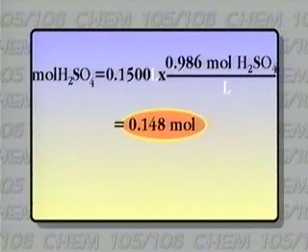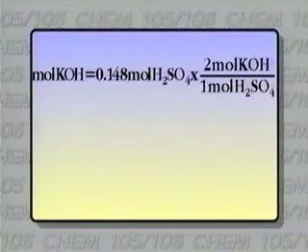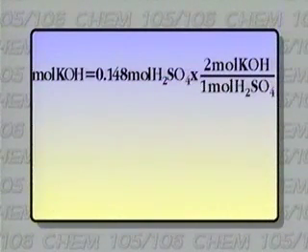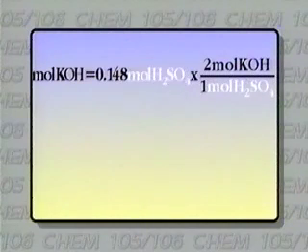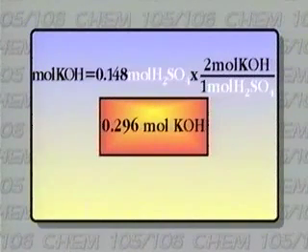Same old thing, step number 2, how many moles of the unknown substance, which in this case is KOH, so we have 0.148 mole of sulfuric acid multiplied by 2 moles of KOH per 1 mole of H2SO4. Second step always involves that stoichiometric relationship from the balanced equation. And so now we have 0.296 moles of KOH.